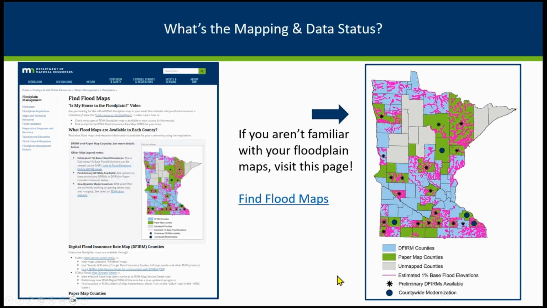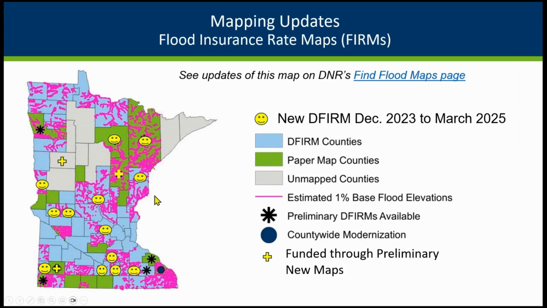I think it's possible that this particular slide is just a little bit old, because I think a couple of these counties have gone through. There we go, this is the updated version. So you see there's a lot less green in this map. All those smiley faces show where there have been new DFIRMs in the last year and a half or so, since the end of 2023. So maybe a little bit less than a year and a half.